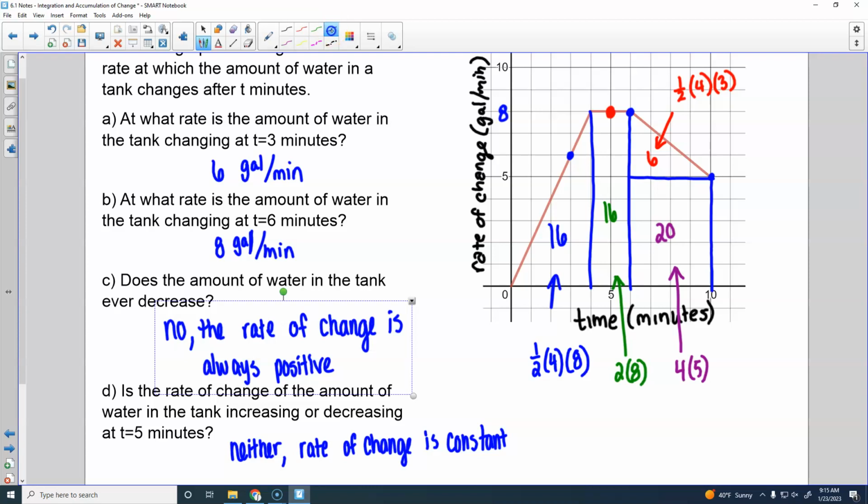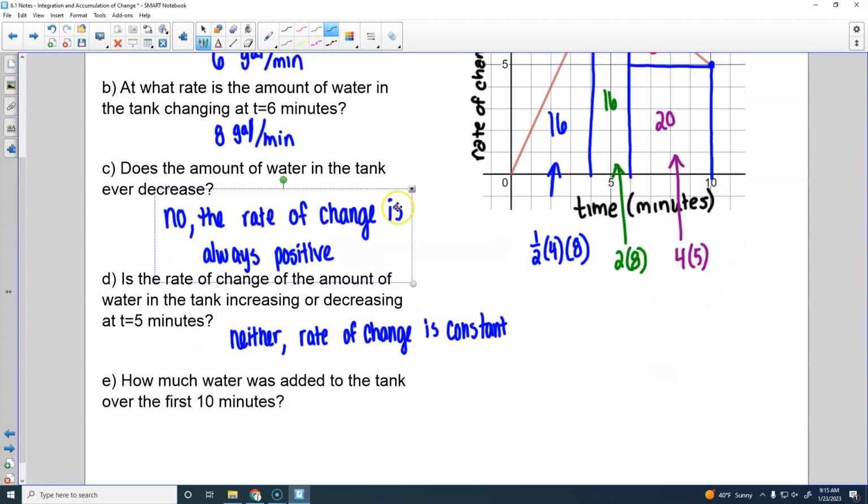And so if we add all of those together, 16 plus 16 plus 20 plus 6, we're going to get, let's see, 32, 52, 58. So 58 gallons.